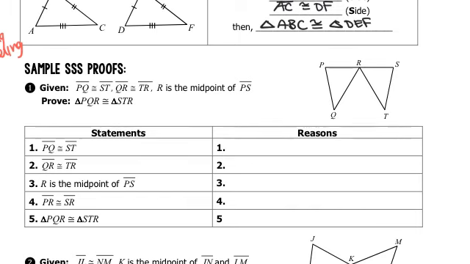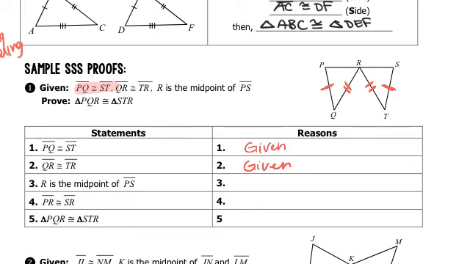So our givens, remember we always start with our givens, okay? And here they told us that PQ is congruent to ST, given. Let's also mark that PQ is congruent to ST. So these little hash marks tell me that these are congruent. QR is congruent to TR, also given. So QR is congruent to TR.